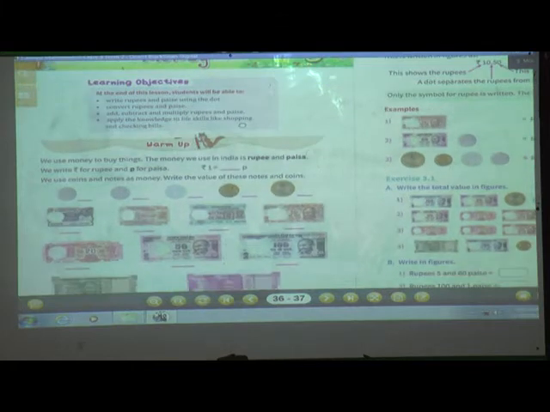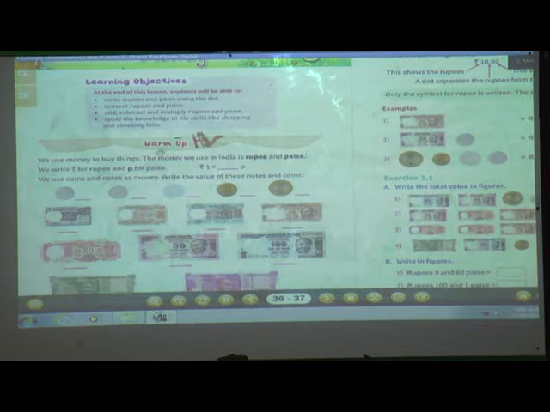Okay, so let us start the new lesson, that is money. We use money to buy things. The money we use in India is rupee and paise. We write, see this symbol. This is a symbol of rupee and P stands for paise. Okay, and our Indian currency is rupee and paisa.